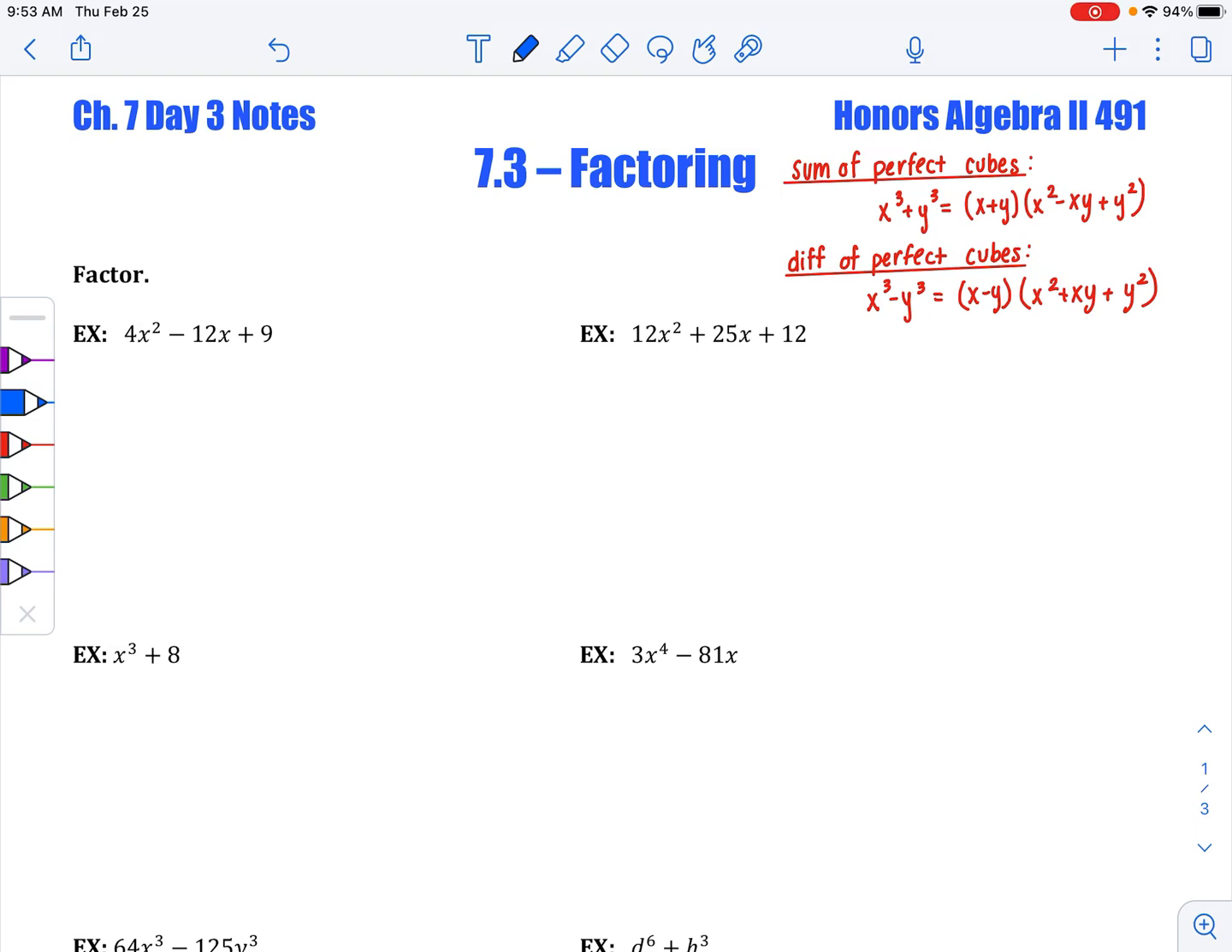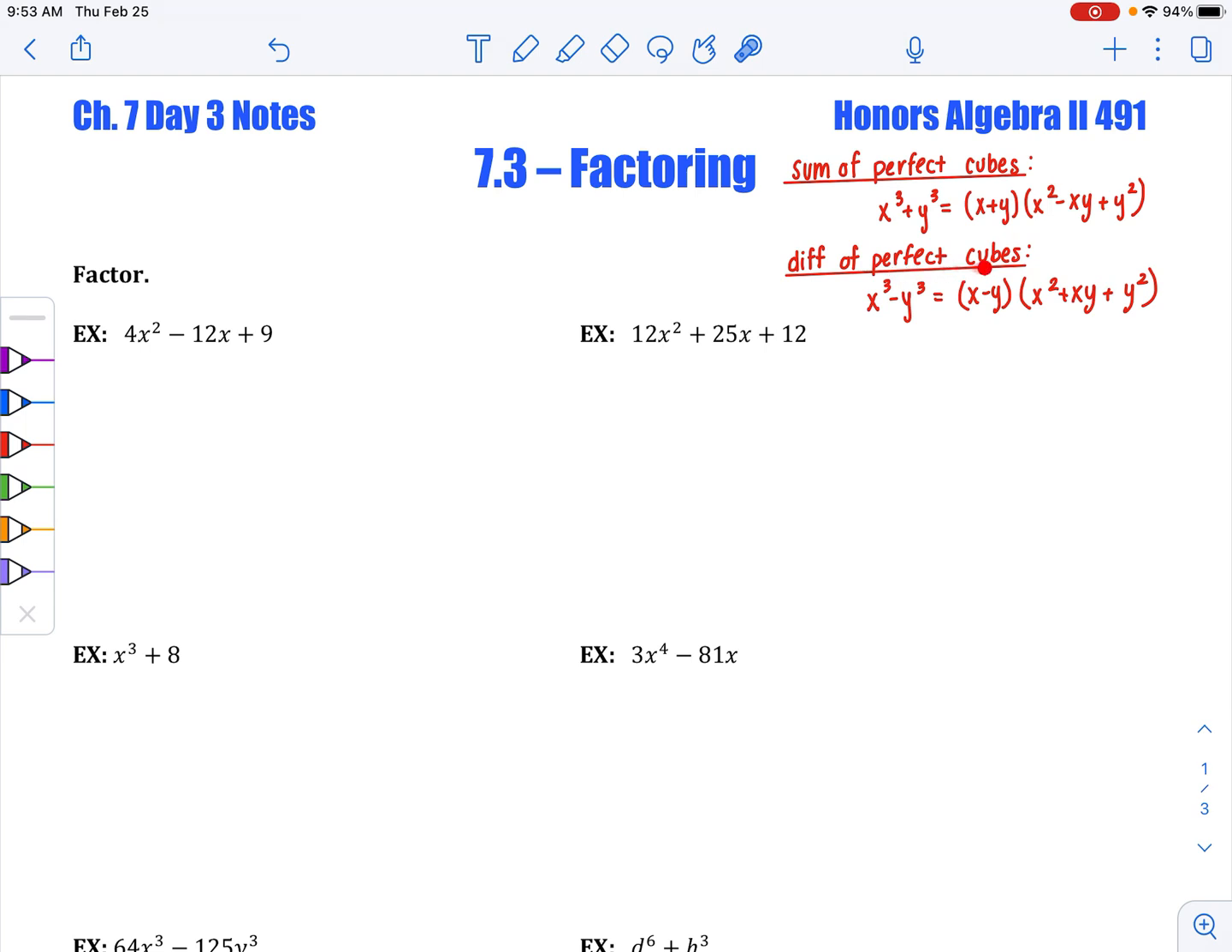I have two formulas up here on the right, which we're going to use a lot in this chapter, so let's make sure we have those written down. The first one is the sum of perfect cubes. So here, for example, we would have an x cubed plus a y cubed. This is the formula that it would factor to: x plus y, in parentheses, times x squared minus xy plus y squared. That is, if you have a sum of perfect cubes, you'll use this formula.